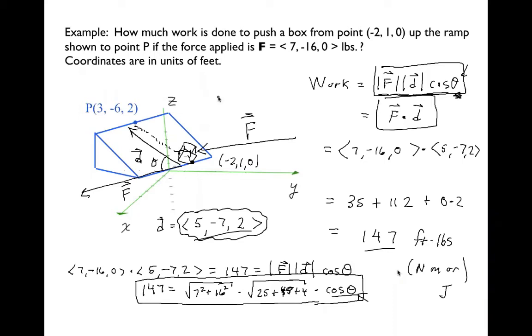How did you get D? D was the displacement. We started the box here, and the box ends here. So how would you find that displacement vector? It starts here and ends here. Final minus initial, right? So I took these components and subtracted these components, and that's the vector displacement from starting point to ending point. Does it make sense? Yep.